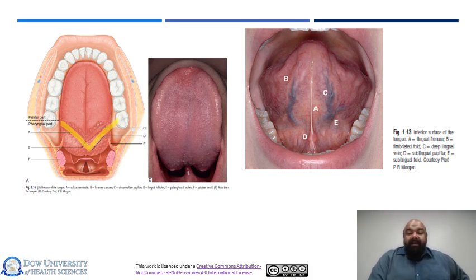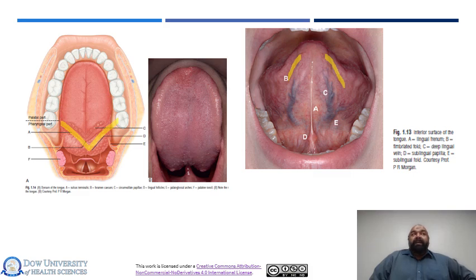Besides, there are fimbriated folds on the inner side of the tongue. So these are the fimbriated folds. Now there is a clinical relevance of the inner side of the tongue, since it doesn't have any keratinization, and its layer is not so thick, and the mucous membrane is quite thin over here. It is so thin that you can actually see veins through it.